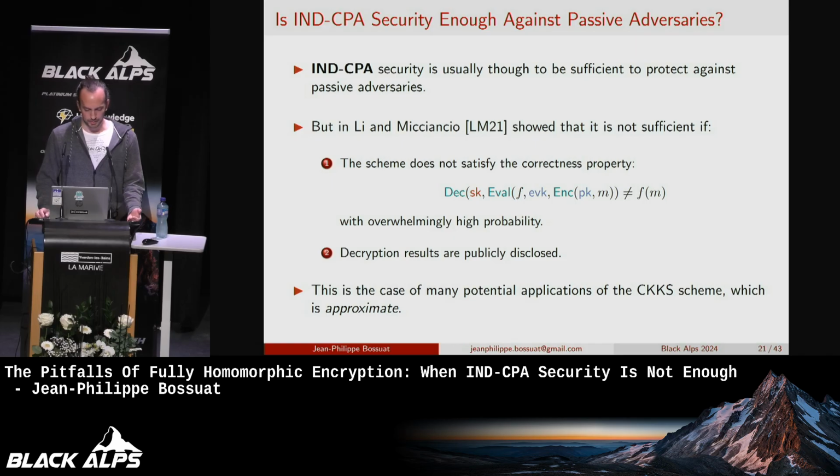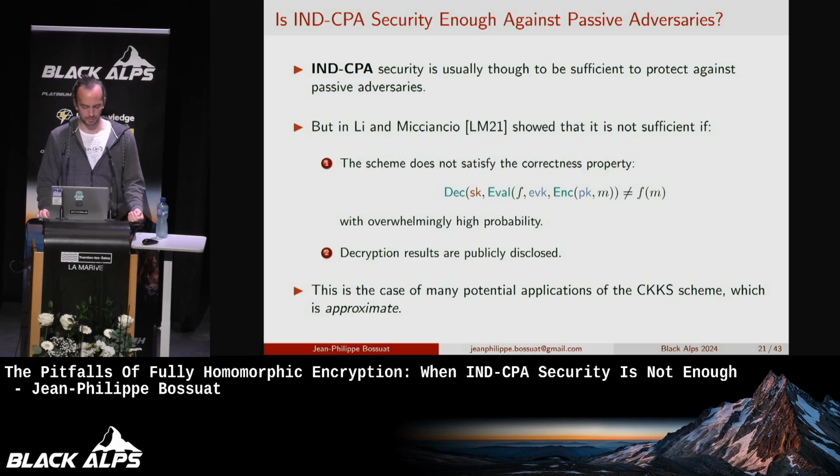So for a long time, IND-CPA security was considered sufficient to protect against a passive adversary, and it was the standard model for FHE. But in 2021, Li and Micciancio showed that it's not sufficient if two conditions are combined. The first one is that you don't have a correctness property. And the second one is that you publicly disclose decryption results. And this is the case of many applications of the CKKS scheme, which is approximate.